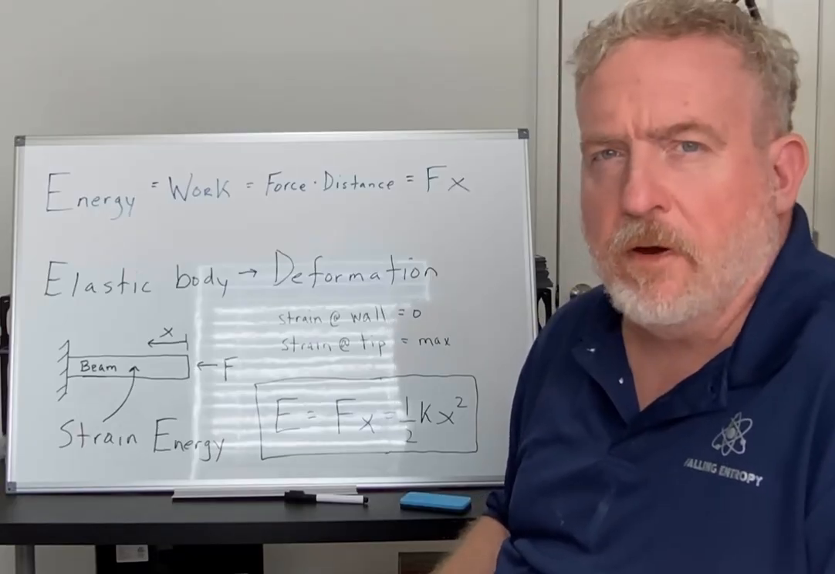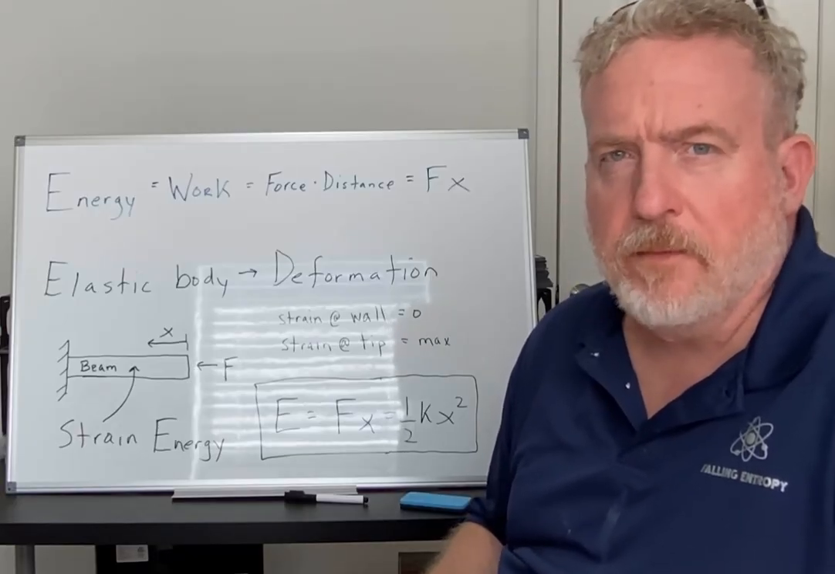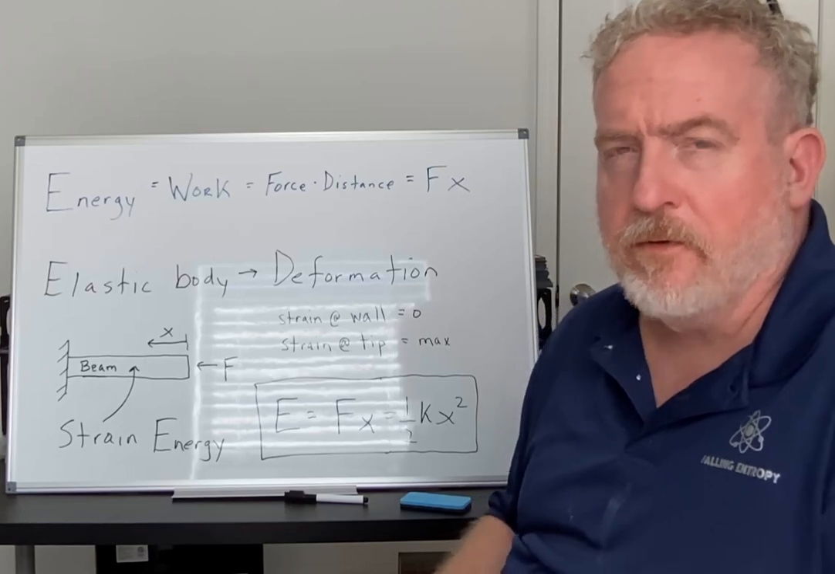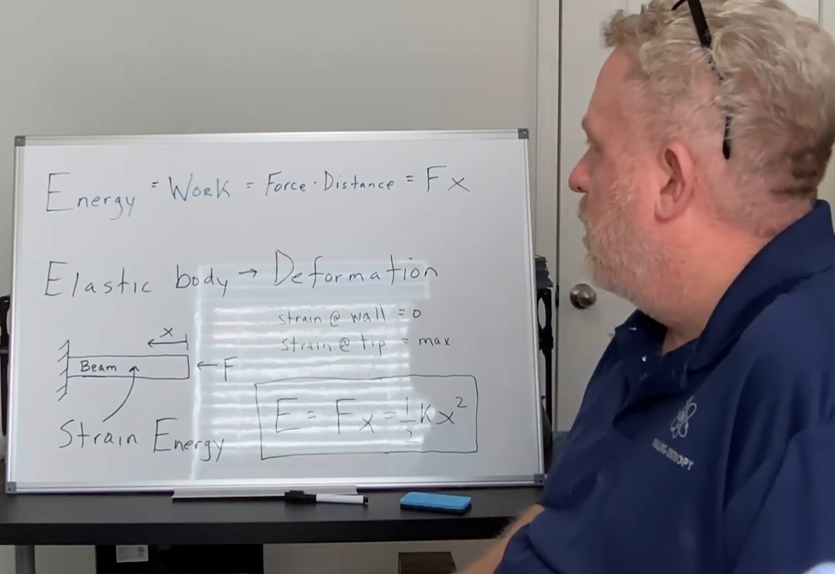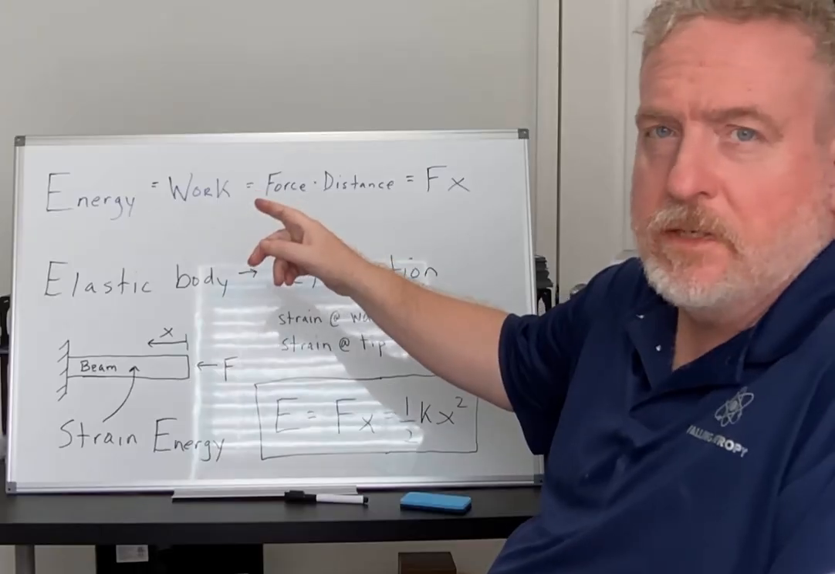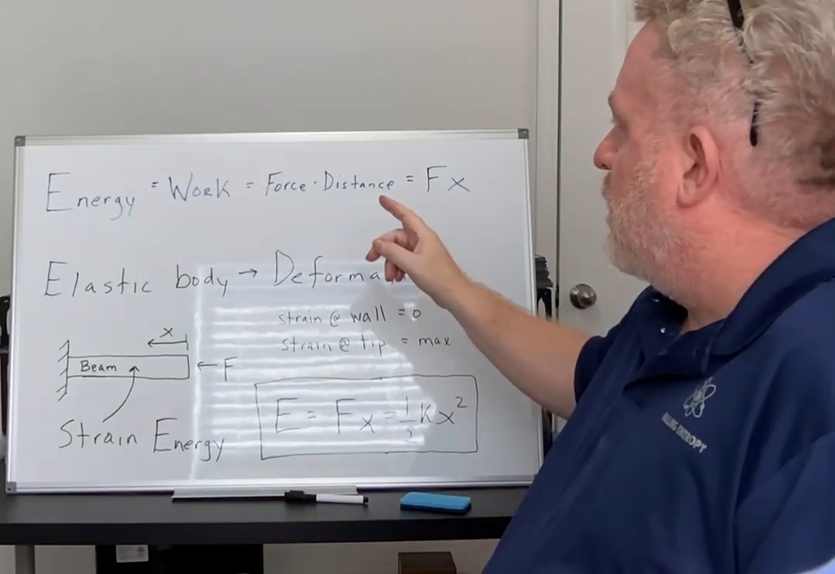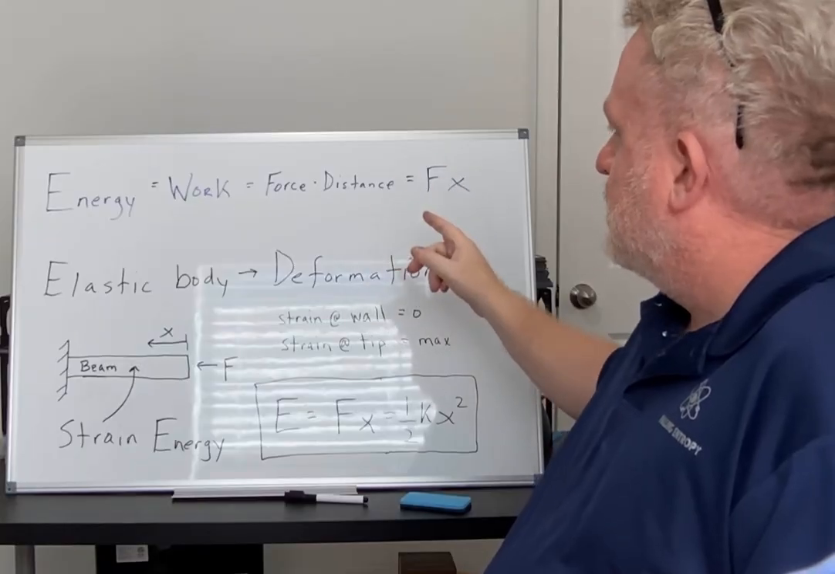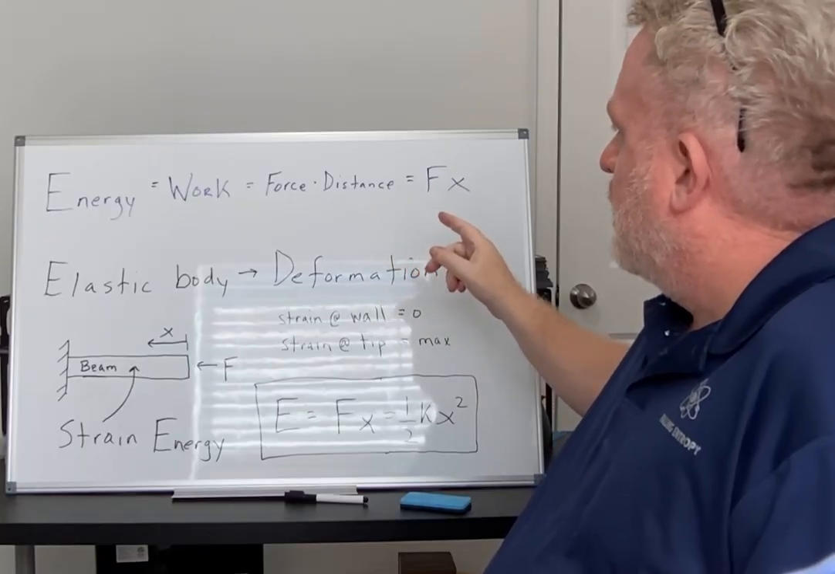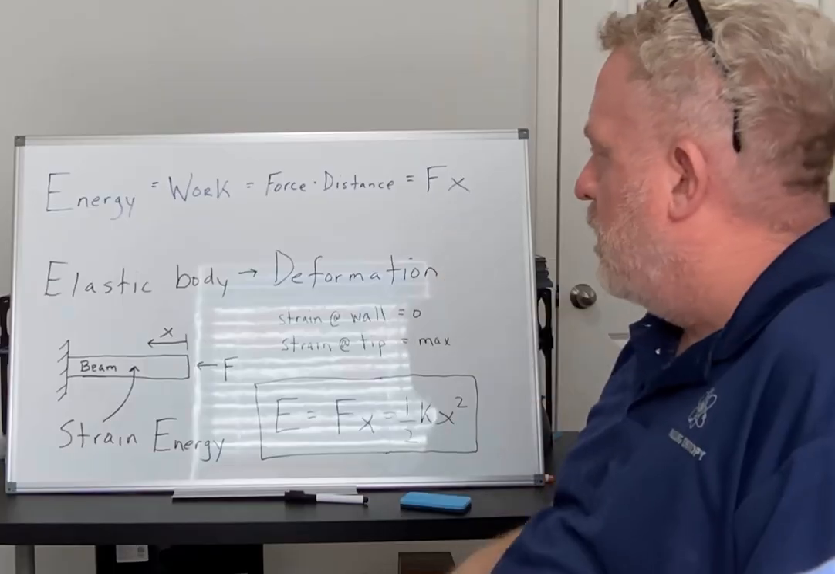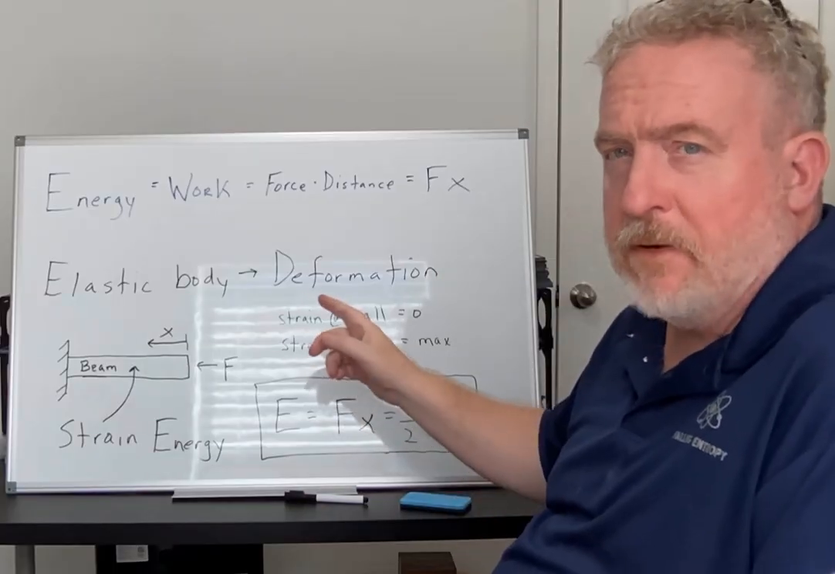The other video I did earlier today was on rigid body motion, which does not include deformation effects. So the energy equation is still the same. It's also known as work, and it's force times distance, or F times X. And again, for an elastic body, we're talking about deformation.